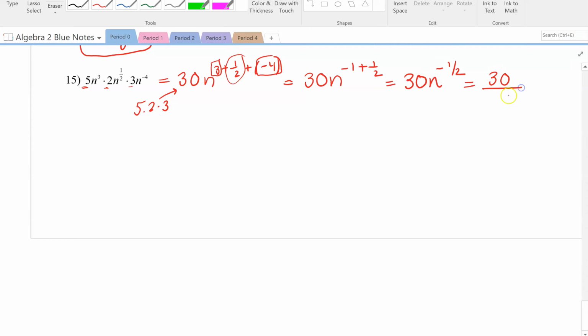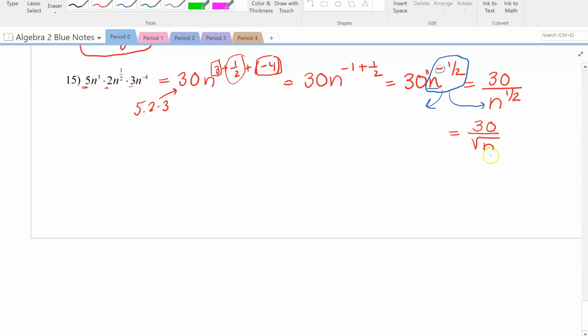30 stays in the numerator because the power for 30 is a positive 1. The only thing that actually moves down to the denominator is n to the negative 1/2, because only the n has a negative exponent. So that particular one goes down into the denominator. But we have to consider what that actually means. What that means is that I'm now dividing by a square root, right? Because a 1 over 2 power means an index of 2, a second root, a square root.